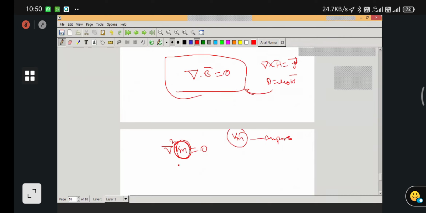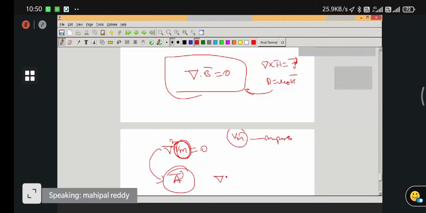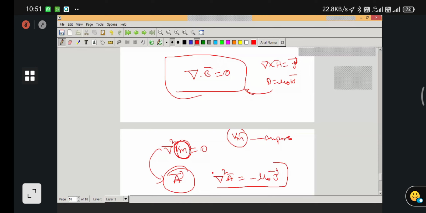After that we discuss the vector magnetic potential. We take the A vector, denoted by capital A. We can derive del square A equal to minus mu naught J. This is nothing but the vector Poisson's equation in the magnetostatic field. Del square A vector equal to minus mu naught J. Just keep it in mind.